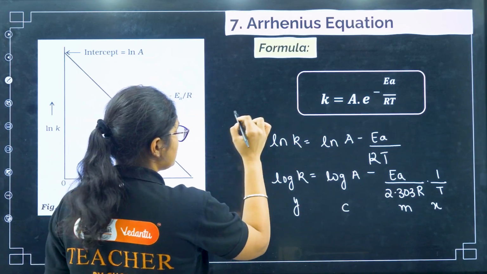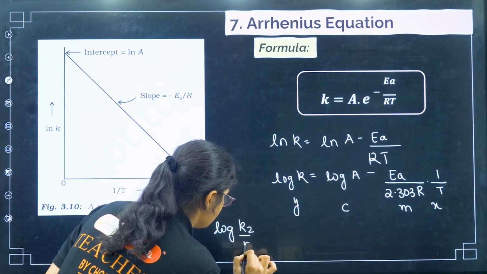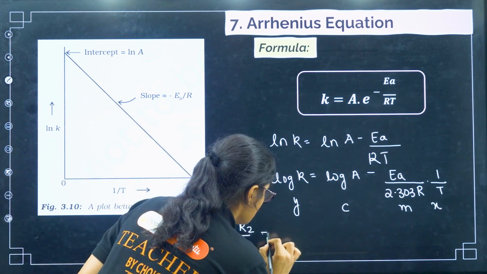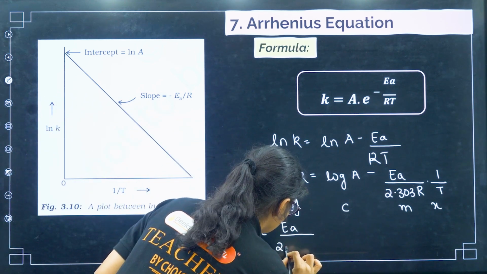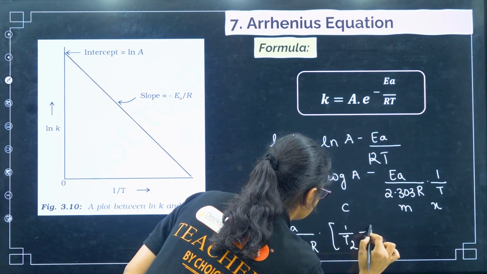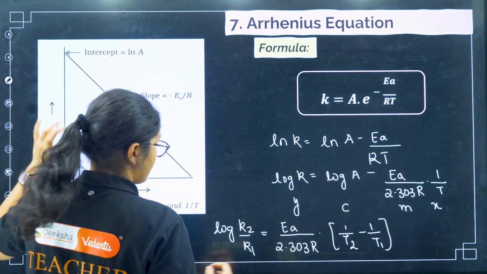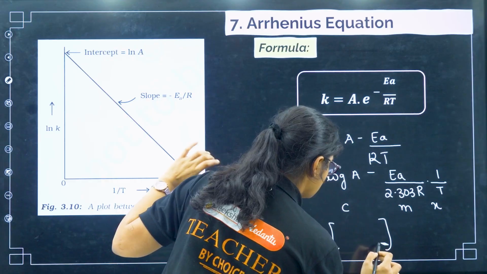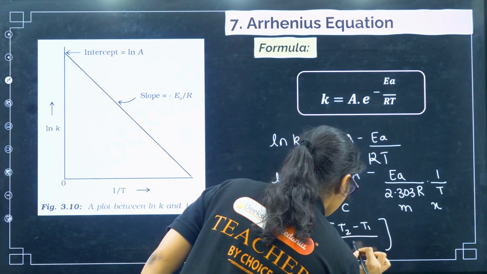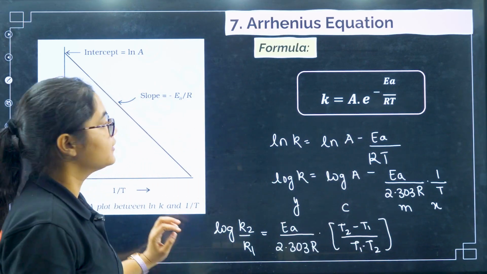Now when it is done for two temperatures, we get a modified formula like this: log of k2 by k1 equals Ea by 2.303 R into 1 by T1 minus 1 by T2, which is T2 minus T1 divided by T1 into T2, okay, that is what you can substitute here. So by using this we can find the activation energy of any reaction.